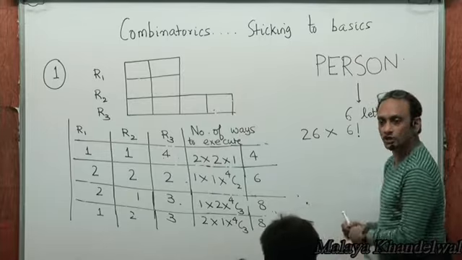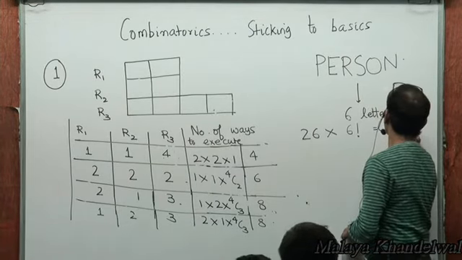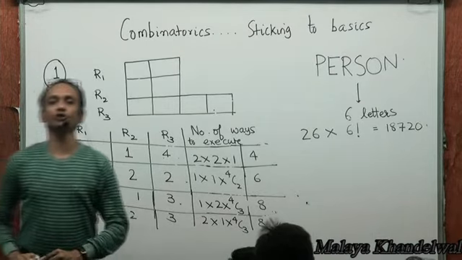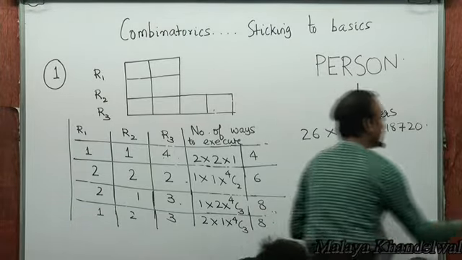Right? How much does it turn out to be? 18,720. Okay. So far so good. Yes or no? Do you all understand everything that I have communicated here? Right? Let's go ahead and examine more.